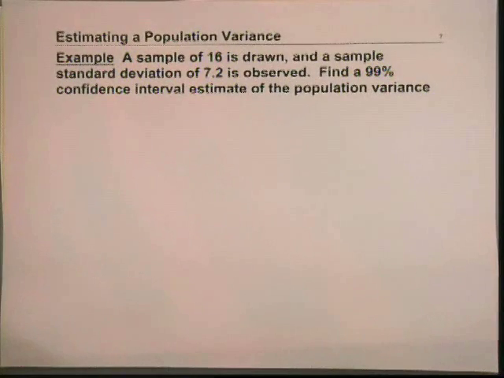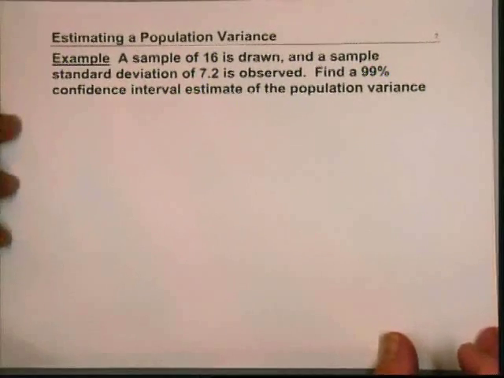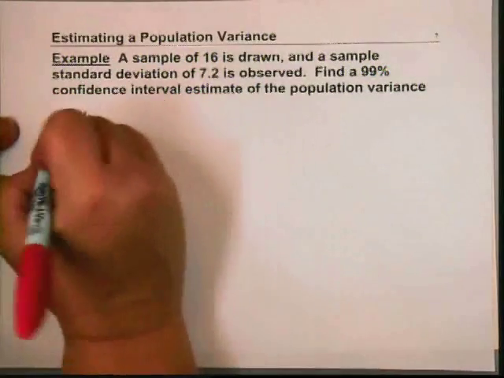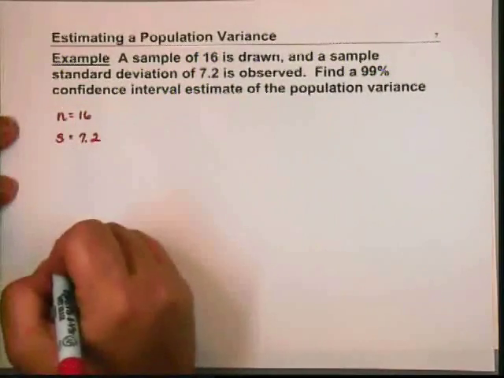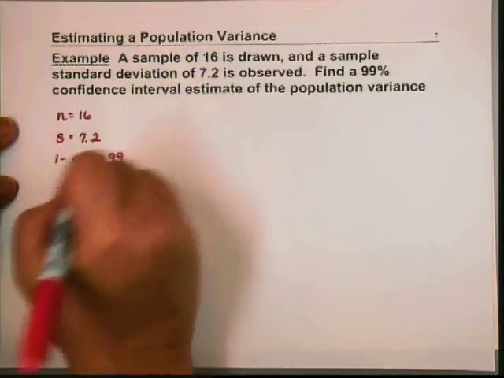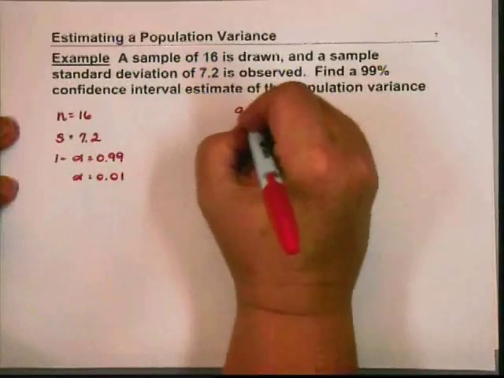All right, a sample of 16 is drawn, and a sample standard deviation of 7.2 is observed. Find a 99% confidence interval estimate for the population variance. All right, so we're assuming normality when we do this, even though it didn't say that. We have a sample of size 16. Our sample standard deviation is 7.2. And we want a 99% confidence interval, so if 1 minus alpha is equal to 0.99, then alpha must be equal to 0.01.